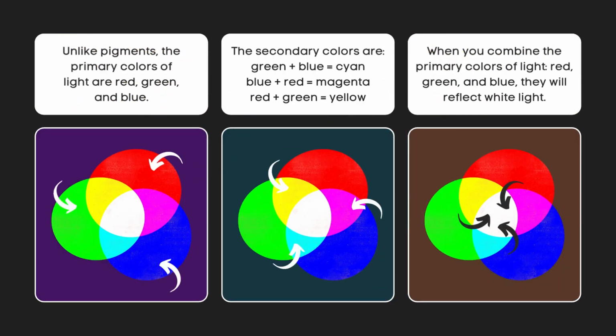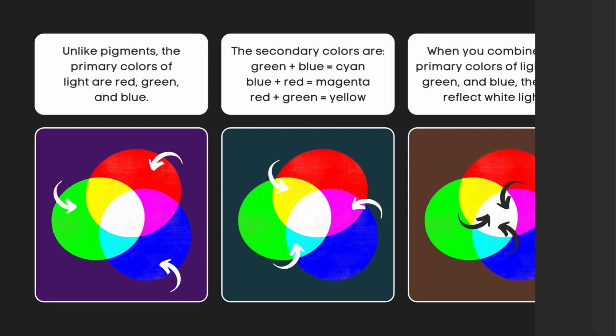Unlike pigments, the primary colors of light are red, green, and blue. The secondary colors are green plus blue equals cyan. Blue plus red equals magenta. Red plus green equals yellow. When you combine the primary colors of light, red, green, and blue, they will reflect white light.